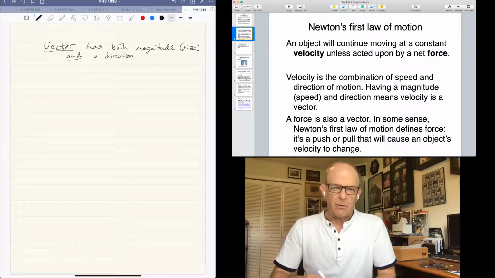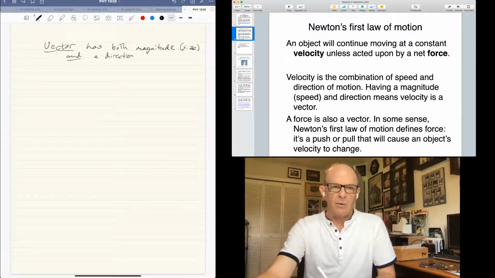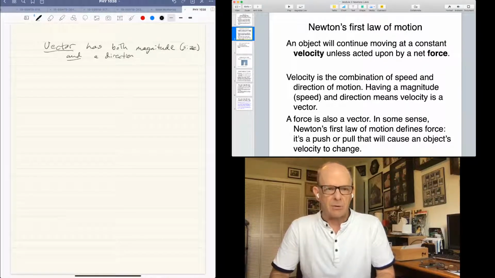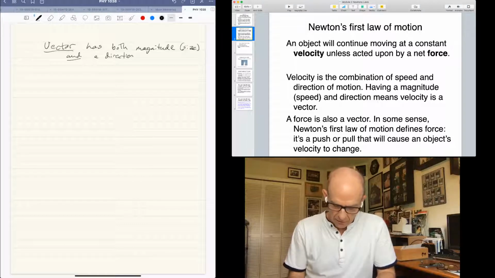The magnitude of force is measured in a unit named after Isaac Newton called the Newton, and basically Newton's first law defines what a force is. It is a push or a pull that causes an object's velocity to change. Now notice it's very important to say the velocity and not the speed, because I can change the velocity of an object without changing its speed.